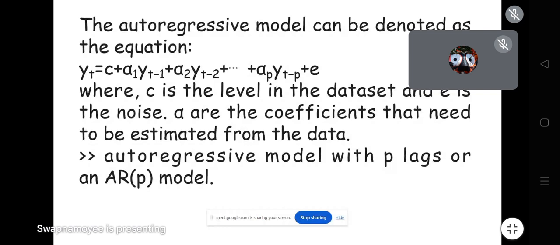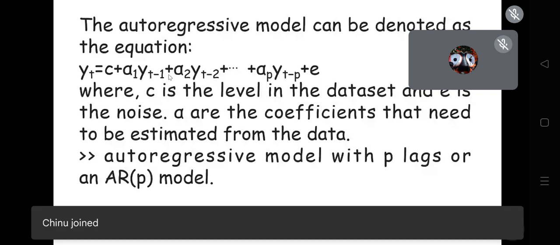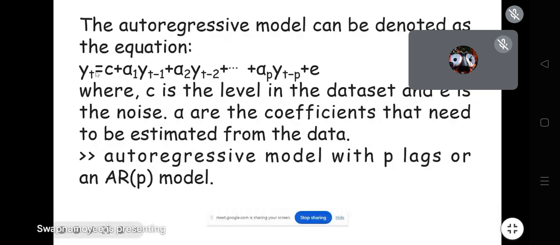Now think of a data series where the current values are influenced by its own past values. This is what is known as autoregressive. If you see the equation, autoregressive means the dependent variable is yt and the independent variable on which you are regressing is also the past value of the same dependent variable. So you can see here your yt is the dependent variable. For example, suppose this is the foreign direct investment.